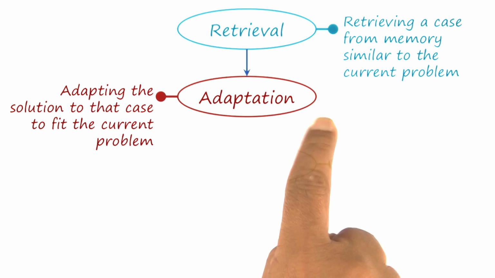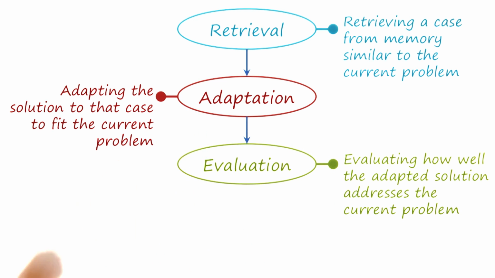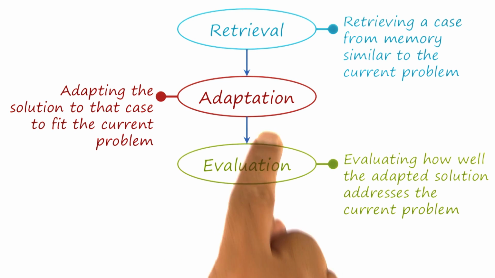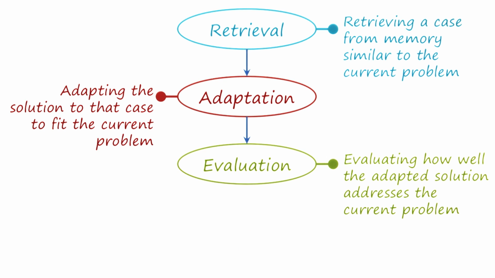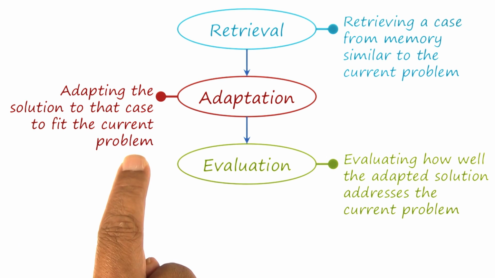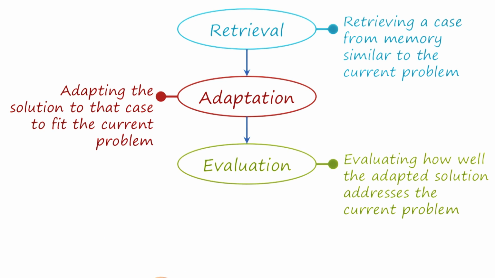Once we have adapted the case to meet the requirements of the new problem, we have a candidate solution for the new problem. But that candidate solution needs to be evaluated. For example, in the navigation problem, when we have a solution to the Q problem, we can evaluate whether it will actually take us to the end location. We can do a simulation. We can walk through it. As we walk through it, we'll be able to evaluate whether the solution actually succeeds in meeting the requirements of the problem.